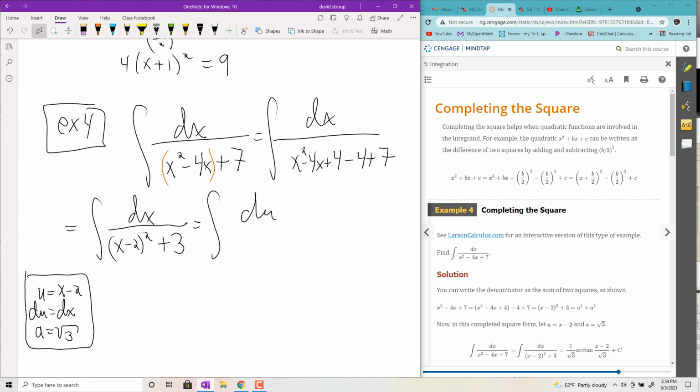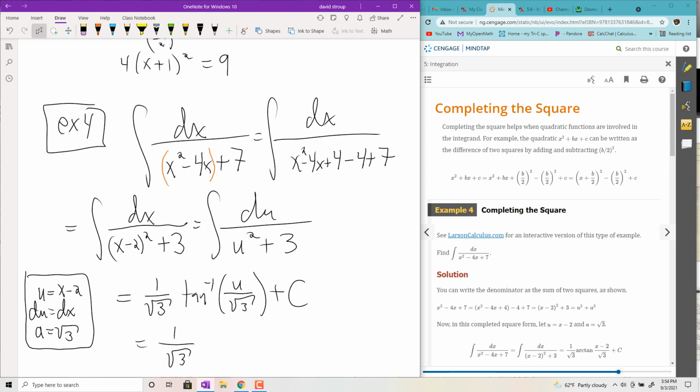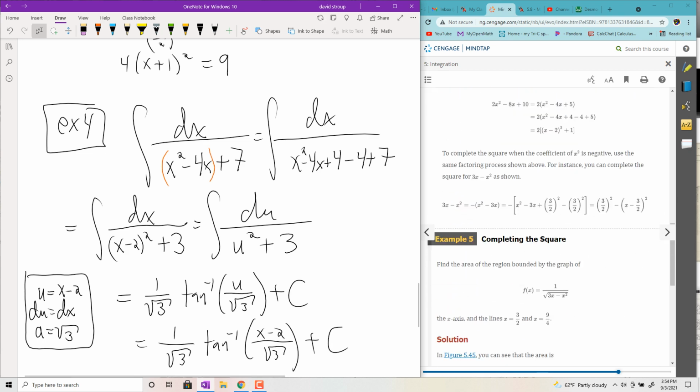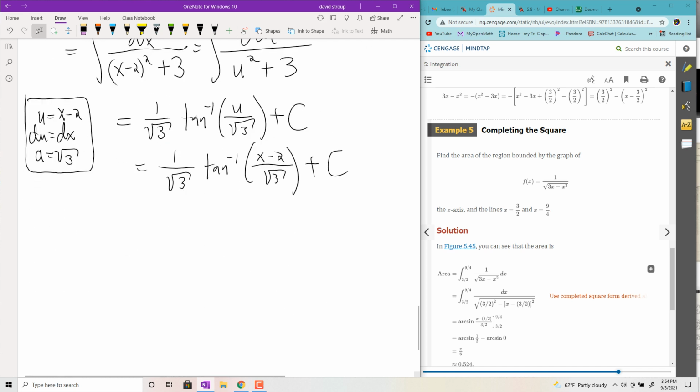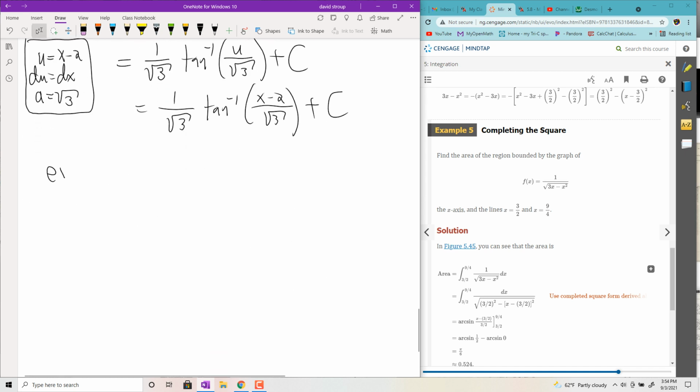So we can do our subs and put it into our template form. So dx is just du all over u squared plus 3, and then 1 over square root 3 tan inverse of u all over square root 3 plus c, and then we can back sub. So it would be 1 all over square root 3 tan inverse of x minus 2 all over square root 3, and then plus c. Okay, so that's all there is to that. Here's another one, example 5.